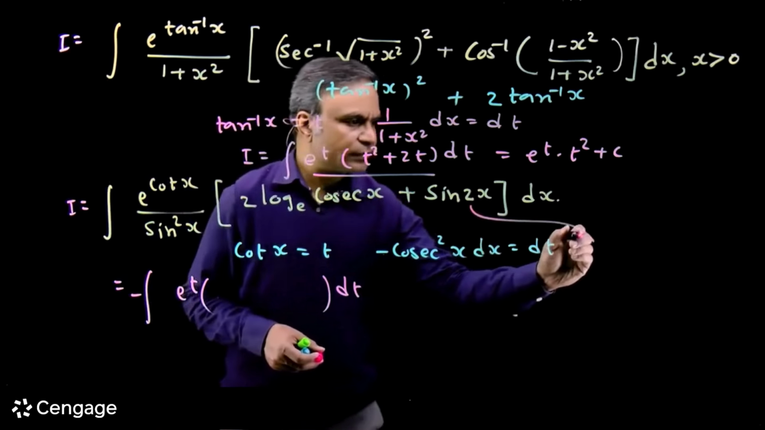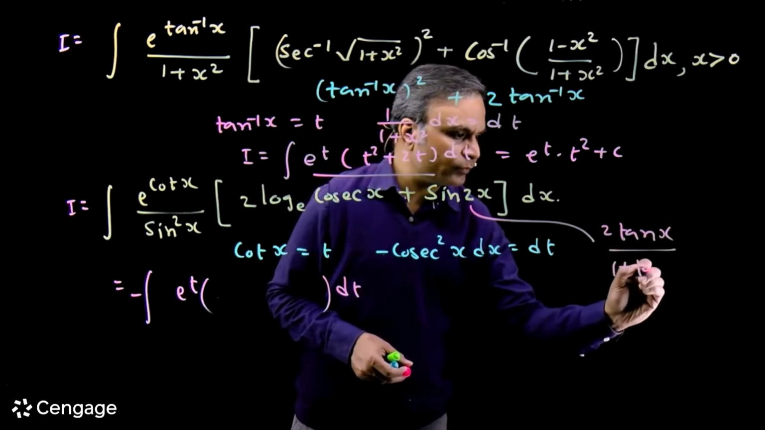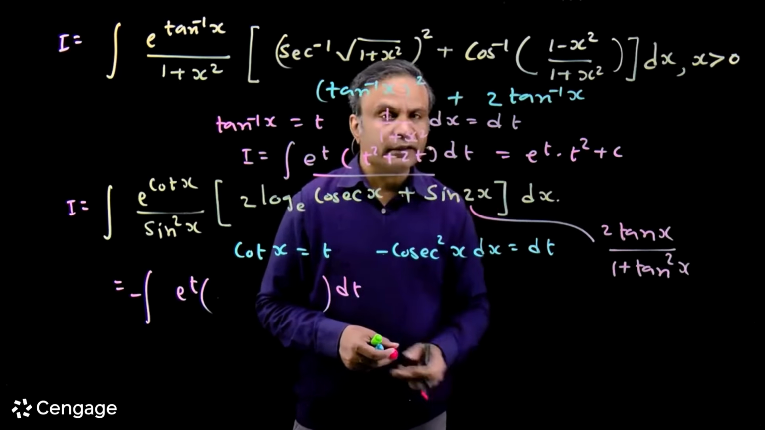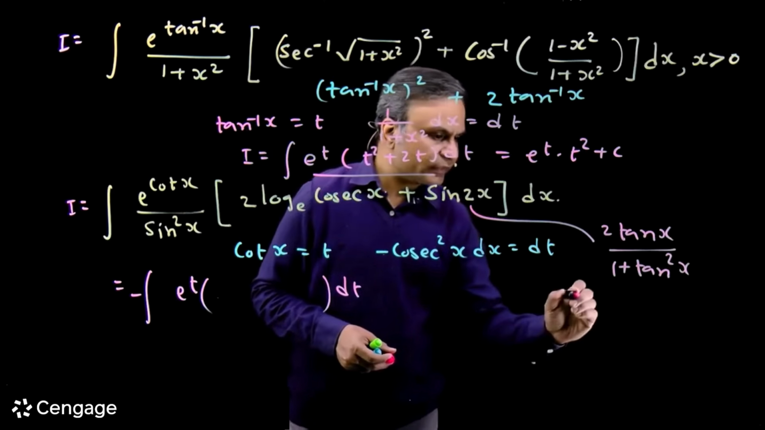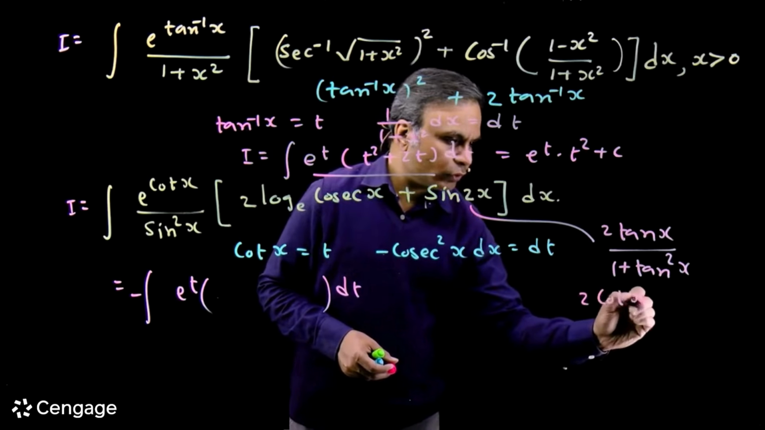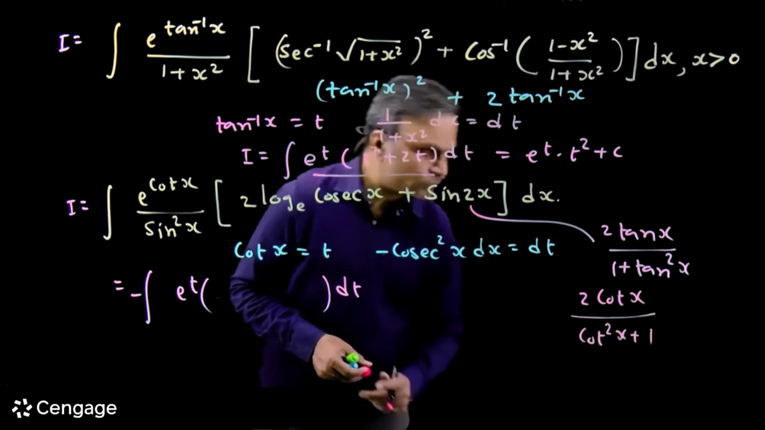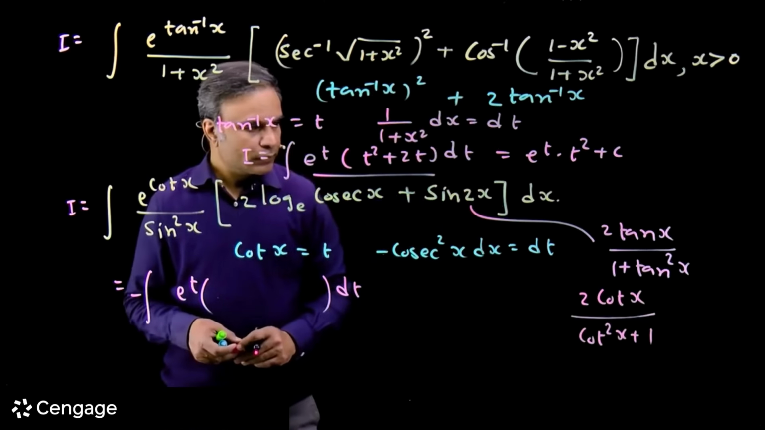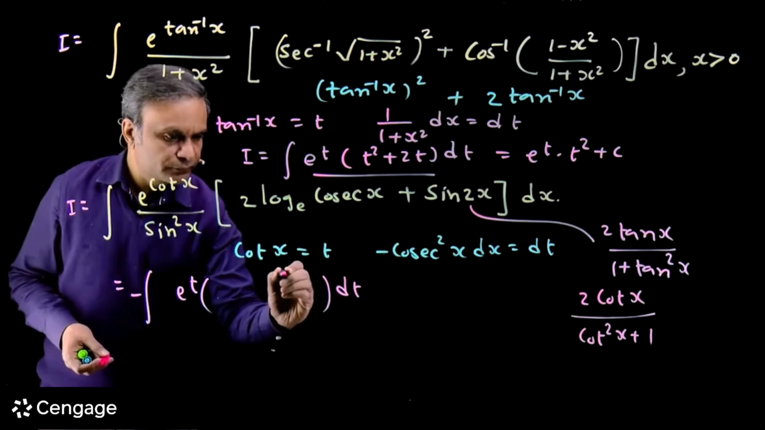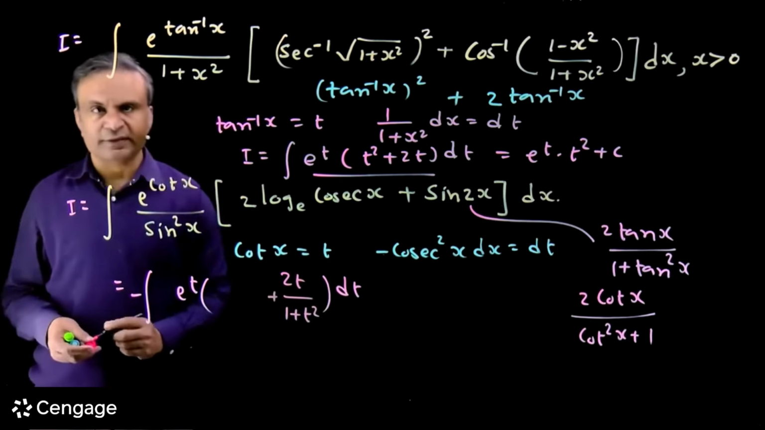Sin 2x is 2 tan x over 1 plus tan square x. Okay, now we divide numerator and denominator by tan square x, so we have 2 cot x over cot square x plus 1. ठीक है ना यहाँ तक? Cot x is t, so sin 2x is 2t over 1 plus t square. ठीक है?